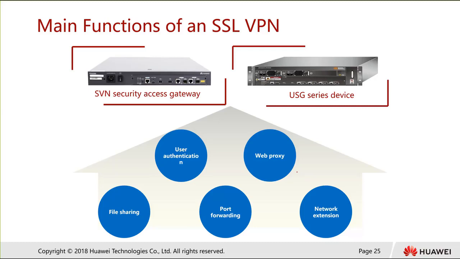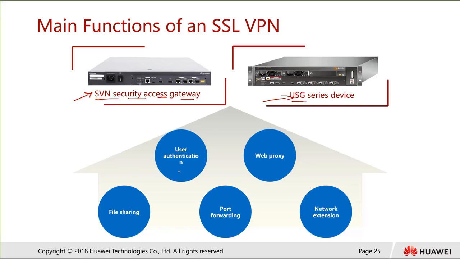Okay, so let's look at Huawei. We have two types of product portfolio that can perform SSL VPN. The first product that we have is called the SVN series. This is the Security Access Gateway. This product is what we call a dedicated SSL VPN product, so that means this appliance itself only does SSL VPN, nothing else. We also have this SSL VPN feature bundled into our USG firewall. So that means we can also activate the SSL VPN within the firewall function, alongside other features like IPS and VPN, so all of these are supported.